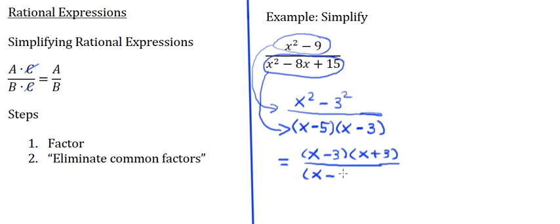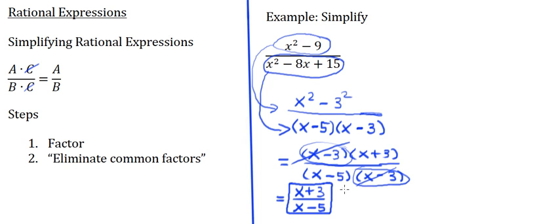Now, second step says eliminate common factors. So you look for factors that are common on the top and on the bottom. Here you notice x minus 3 is on the top, x minus 3 is on the bottom. So this is precisely where we cancel, right? We eliminate. So once you cancel, you are left with x plus 3 over x minus 5. And this is the final answer. Okay, let's move on. Let's go to the next page.